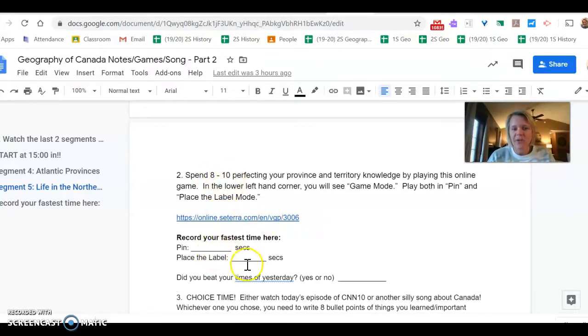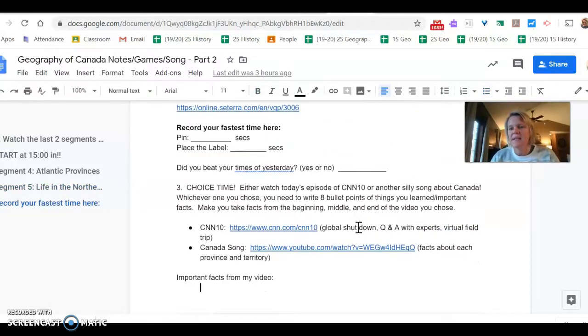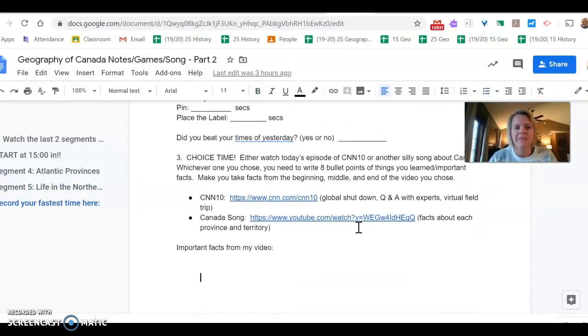Again, record your fastest time. Hopefully it's faster than yesterday. I really encourage you to use BASMO, Q, 3 Ns, and an island so that you have a scaffolding to build that knowledge off of. Then I'm going to give you a little choice in the end because everyone is a little bit different in what they're interested in and things that motivate them to learn.